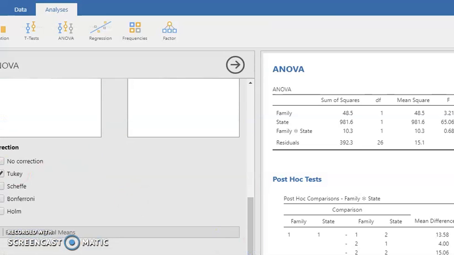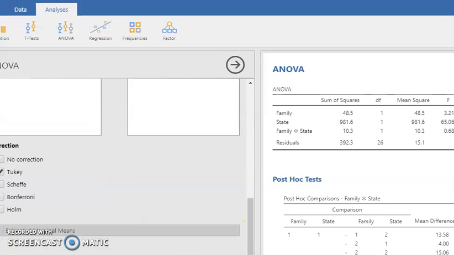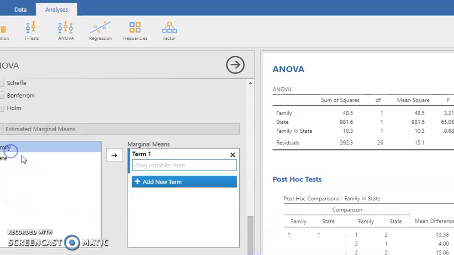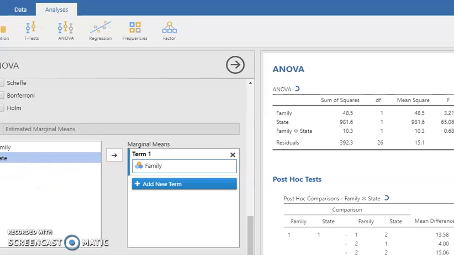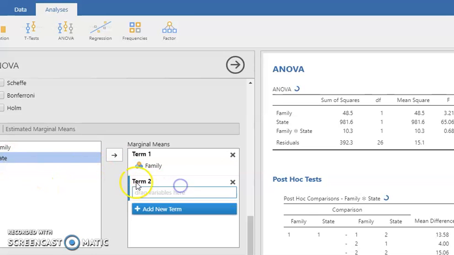And then, of course, I can pick my different post hocs for these. I'll just go ahead and leave us with our Tukey. The estimated marginal means is another fun one. It goes and gives you that information for each one for the output.